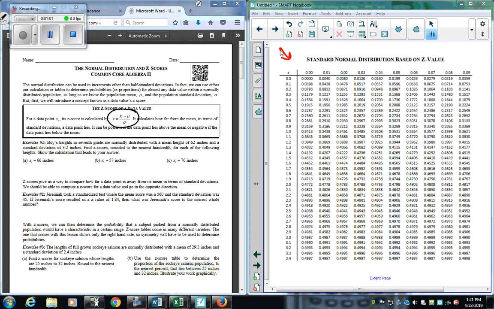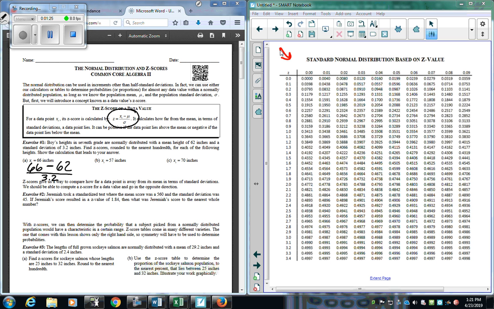To find that z-score, we take our value, whatever we're asked to find. In this case, the first one's 66. We subtract the mean from it, and in this case the mean was 62. Then we divide by the standard deviation, which is 3.2.